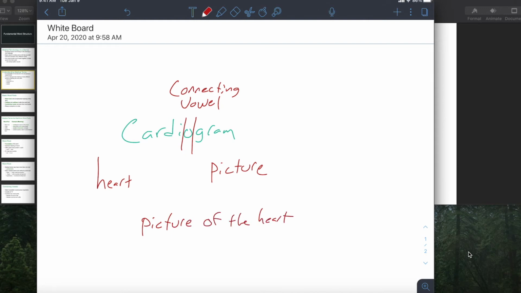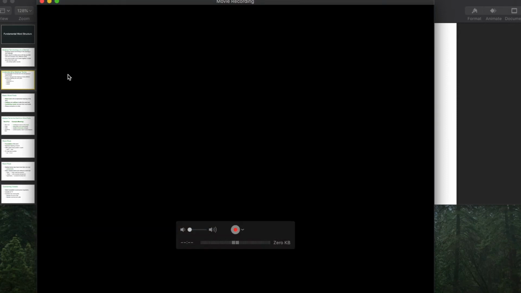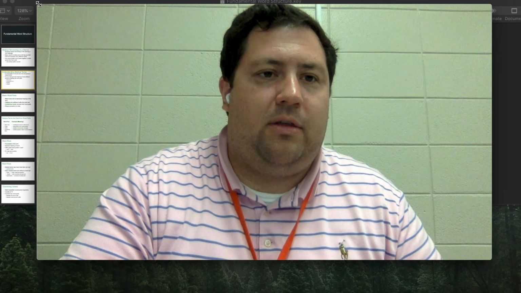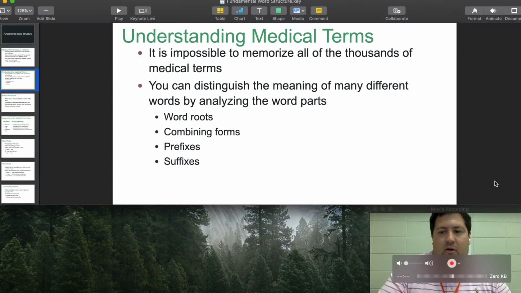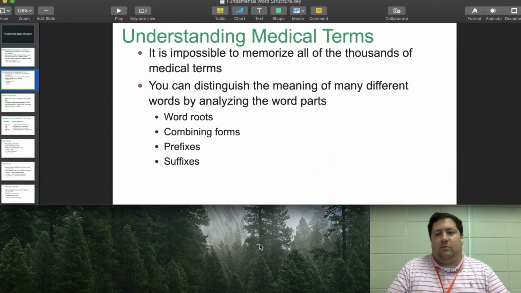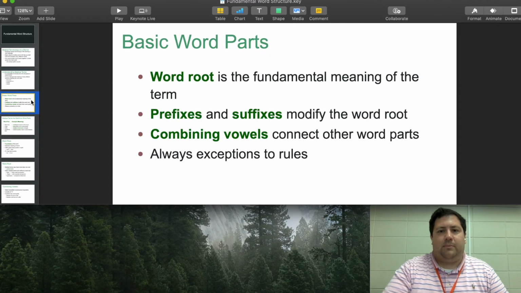So even if you didn't know that word, you probably knew a couple of the parts associated with it, and so you were able to figure out the meaning of that word. This is not the hardest thing in the world, and it sounds really intimidating. It's actually much less intimidating than you might think.